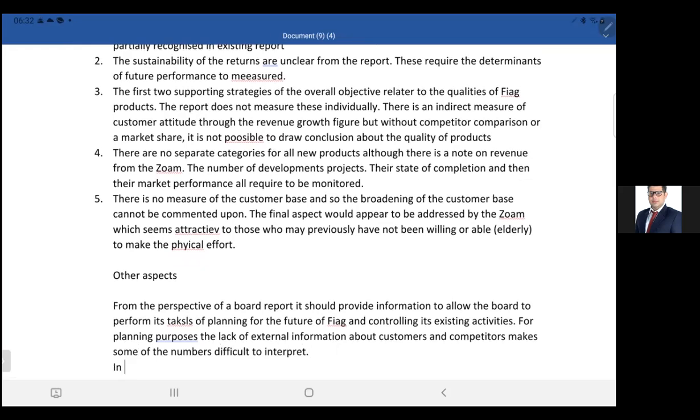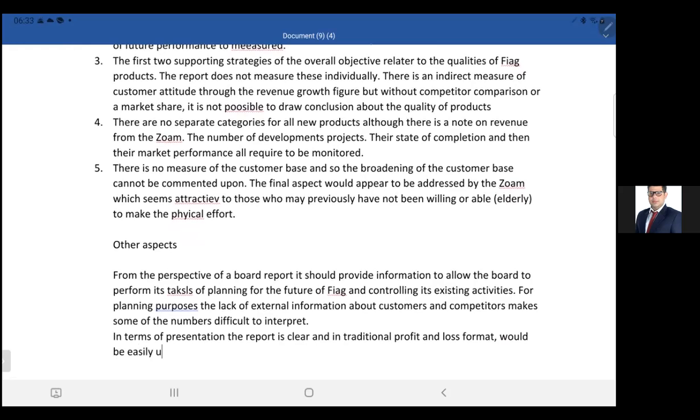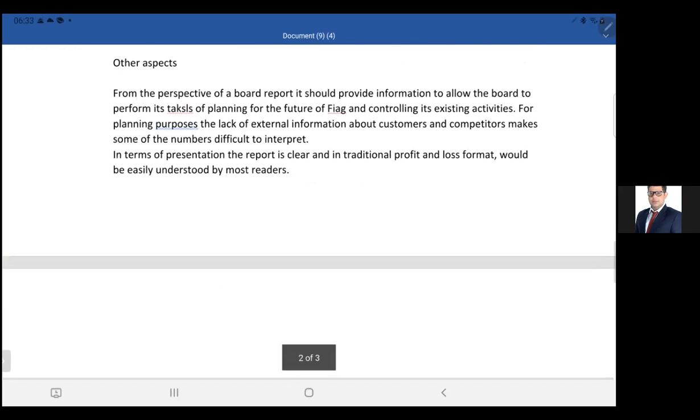In terms of presentation, the report is clear and in traditional profit and loss format would be easily understood by most readers. That's it for this part of the question.